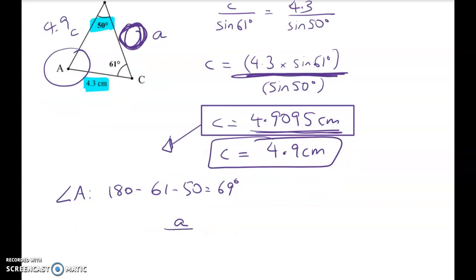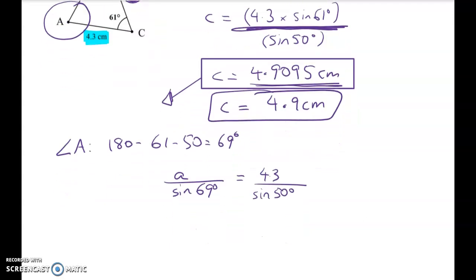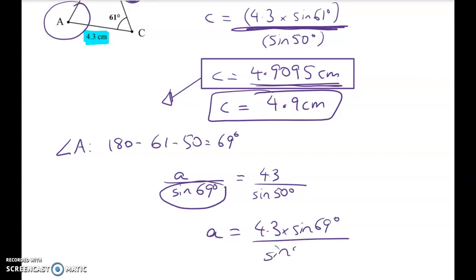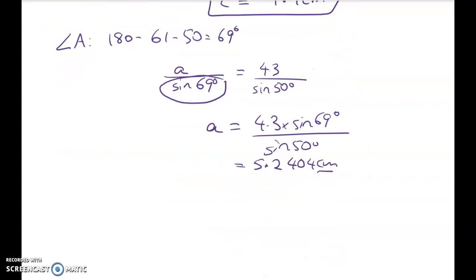So little a over sine of 69 degrees is equal to 4.3 over sine of 50 degrees. We're going to multiply both sides through by this. That gives me a is equal to 4.3 times sine of 69 degrees divided by sine of 50 degrees. And I get a final answer for that side length of 5.2404 centimetres. I want you to notice that I'm always putting units everywhere, and that includes giving the degrees sign when I'm working in degrees.